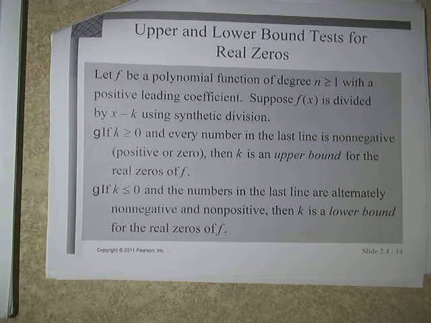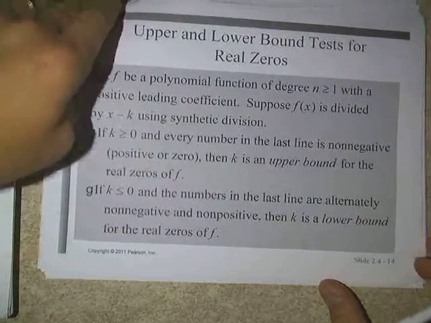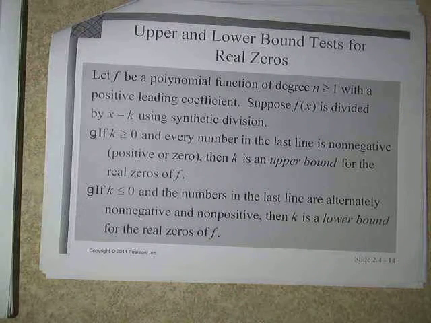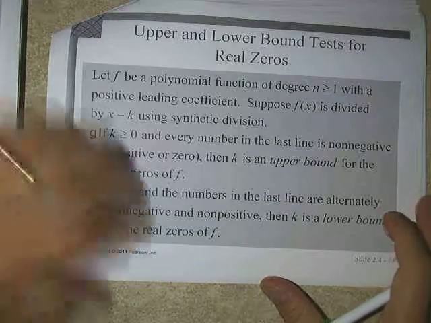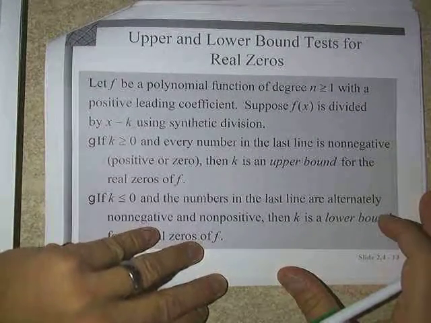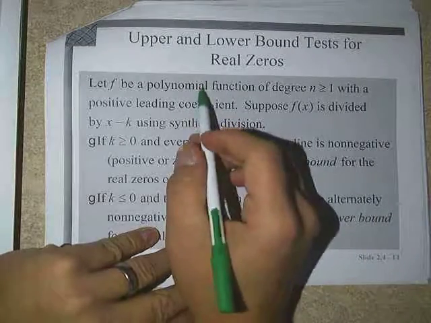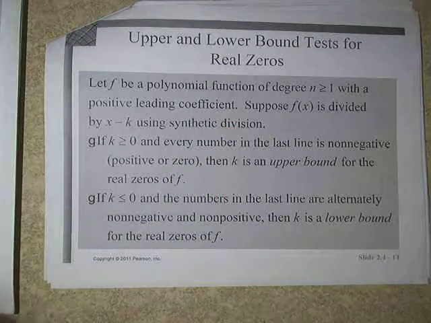One of the things that would be handy here would be for us to be able to narrow that list down, because like I said, in that last problem we had 24 that we had to check. It would be nice if we had a smaller list to look at, wouldn't it? There are a couple of tests that we can do on our polynomial called upper and lower bound tests, and there's one more that I'm going to show you also.